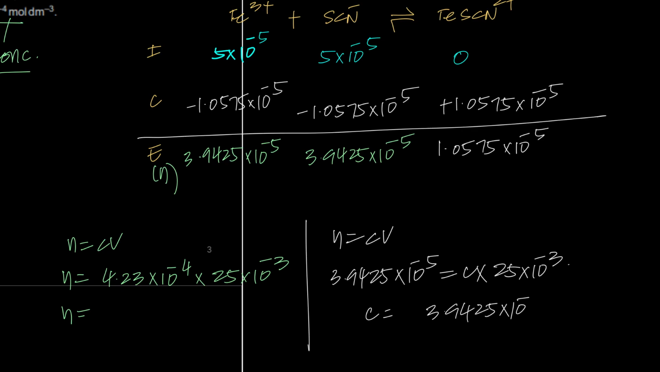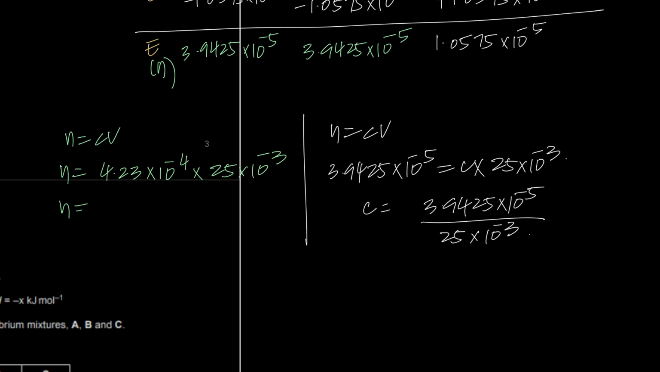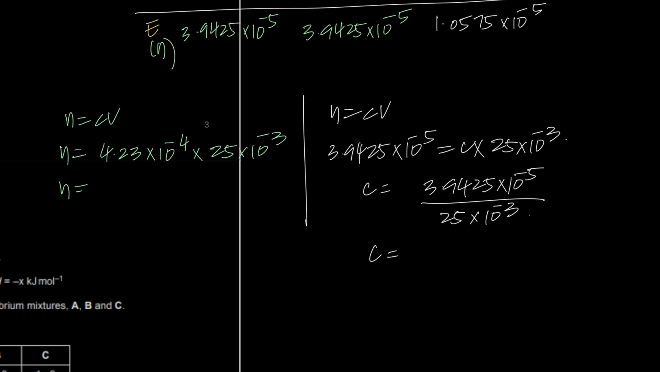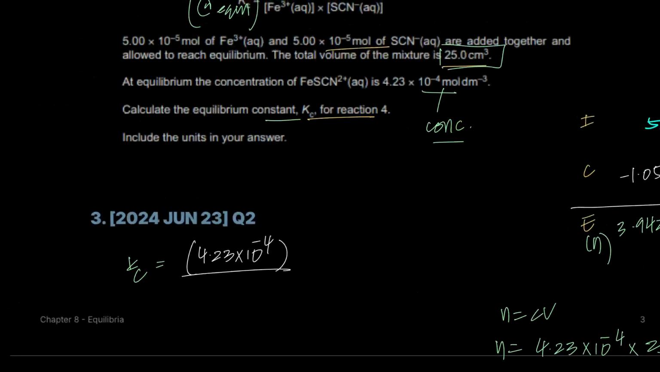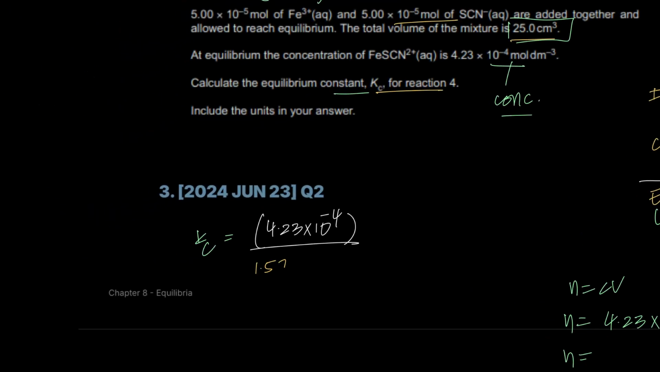3.9425 into 10 to the power minus 5 divided by 25 into 10 raised to the power minus 3. What do you get as the concentration? Help me out, guys. 1.577 into 10 raised to the power minus 3. That's the concentration. That's it. And this will be the same for this one as well, right? They have the same moles. If you want to do it for this one and waste time, you can do it. It's the same, right? So it's 1.577 into 10 raised to the power minus 3. I hope you guys are giving me the right values. I can only do so much, right?